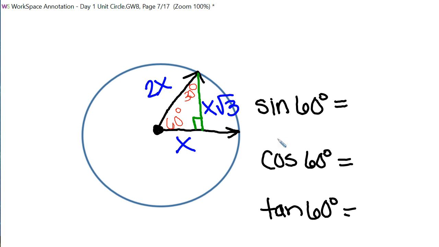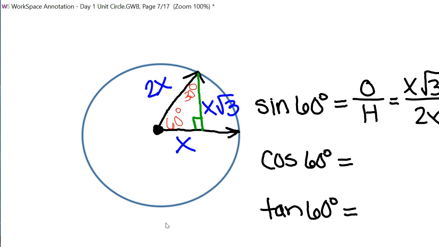Using SOH-CAH-TOA, how do you find sine? Opposite over hypotenuse. The opposite side is x square root of 3. The hypotenuse is 2x. Those x's cancel. And what is the sine of 60 degrees? Square root of 3 over 2.